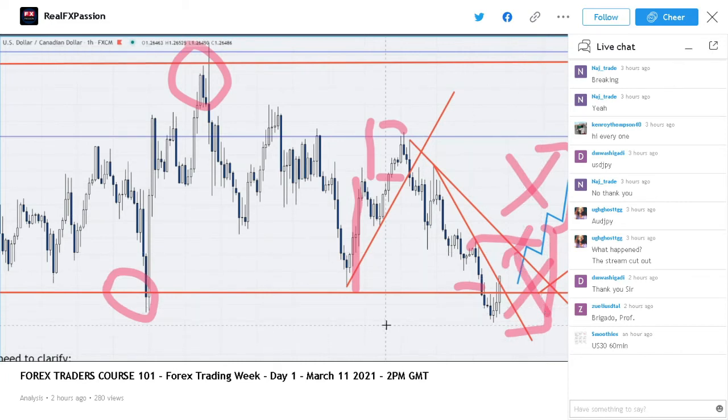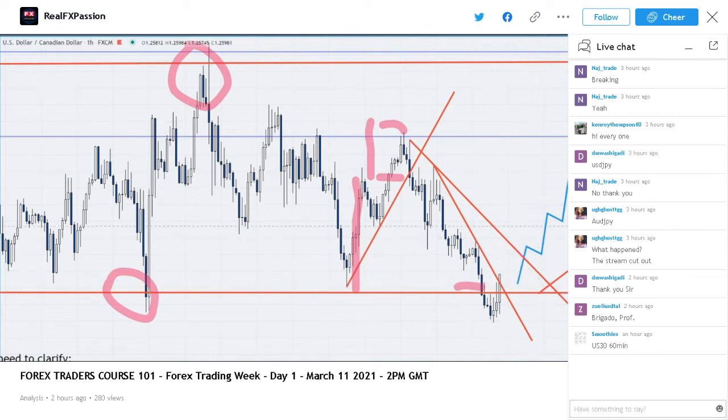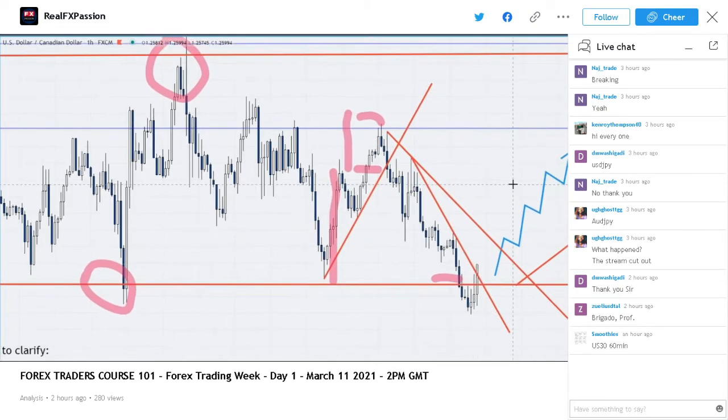I want to short at 126. Okay, let me delete these. 126. Okay, why at 126? Great comment. Would you be so kind and explain why? I want to short the market at 126.